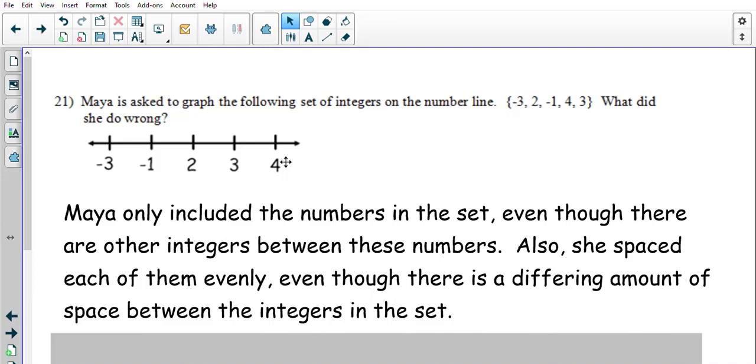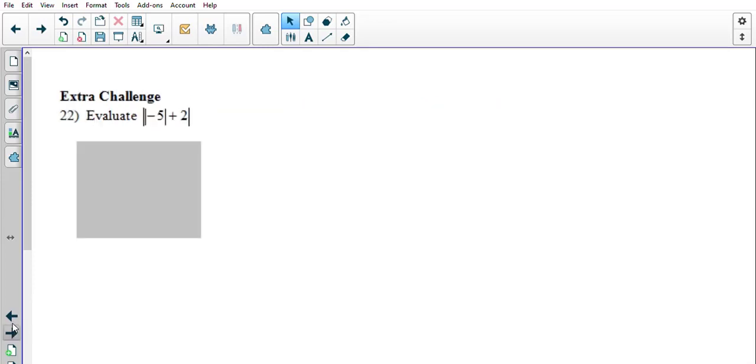Okay, we have one last question in this video. It's number 22. It's called an extra challenge problem because it involves double absolute value, kind of like when we did order of operations and we had brackets and parentheses. We're going to treat it really similarly. It's not a tough problem though, but let's see if we can handle this.